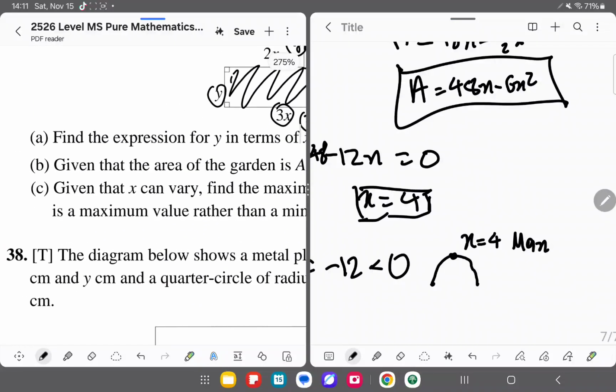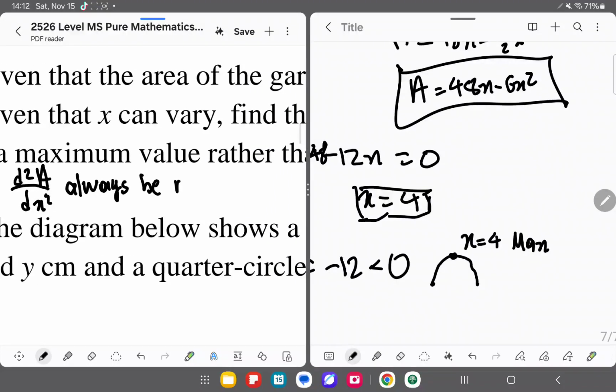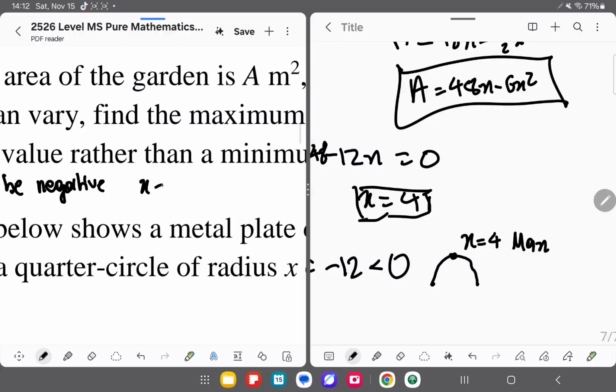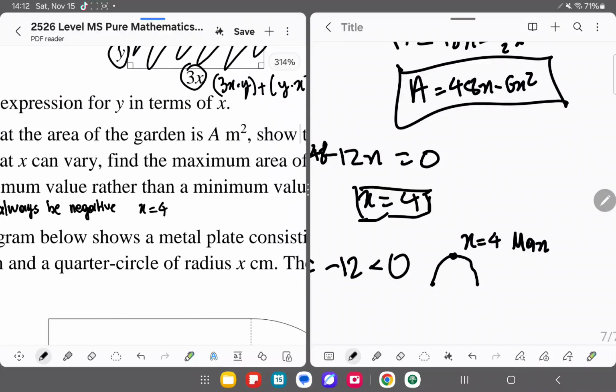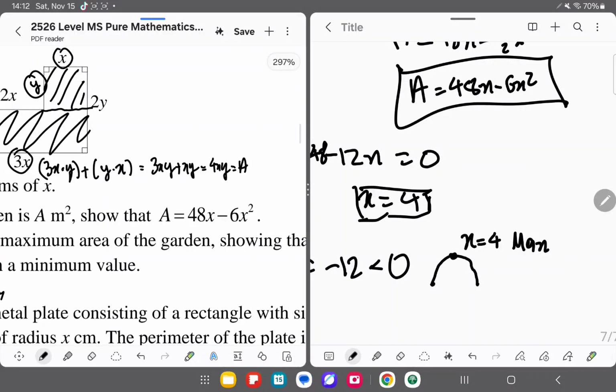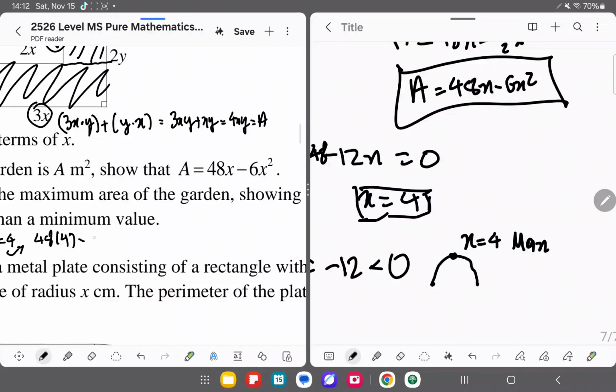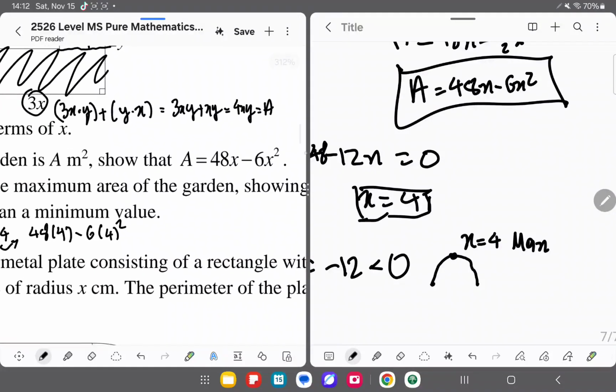So here you just have to show that d squared A over dx squared will always be negative. And then you have to say x equals 4. Or if you want to find the maximum area, then you have to plug x equals 4 back into the original formula. So you have to do 48 multiplied by 4 minus 6 times 4 squared.